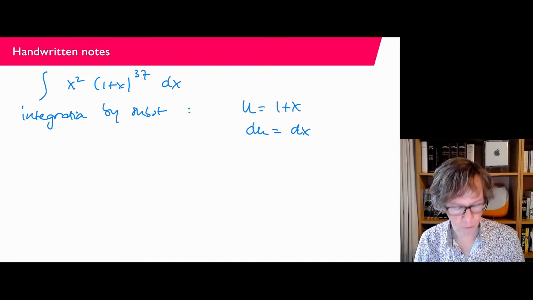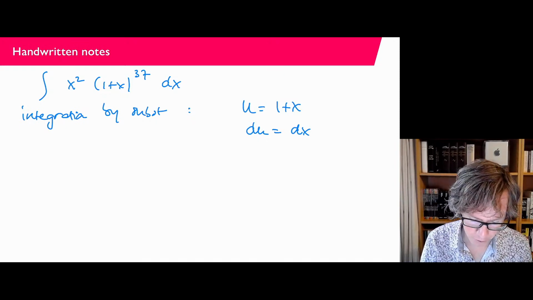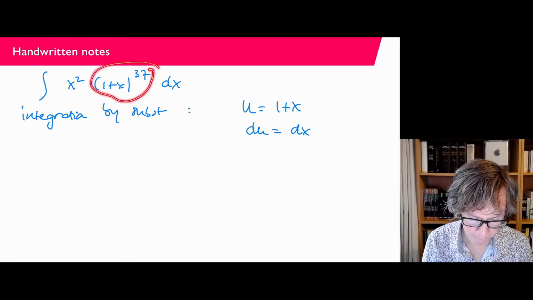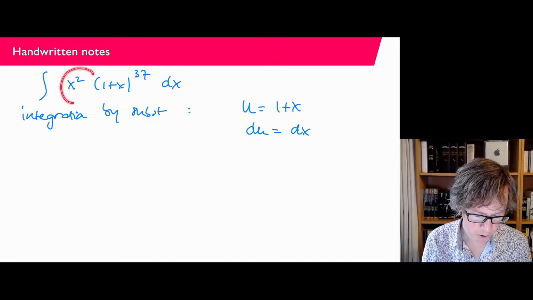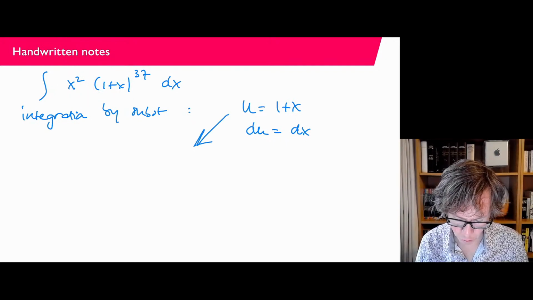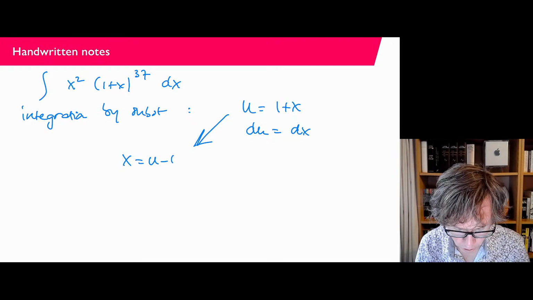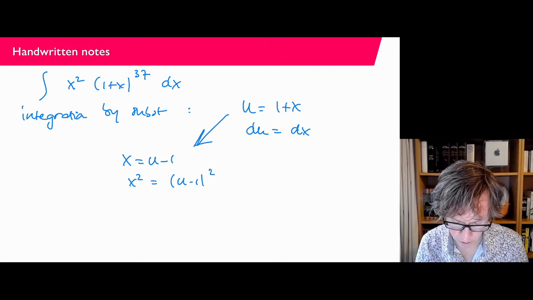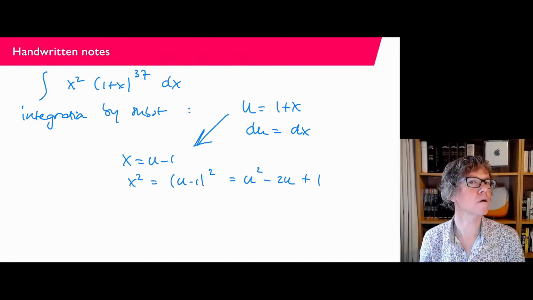And then our integral, well, there is one problem. This is nice, this is going to be u to the power 37. This thing is going to be du, so that's also nice, but there is still an x squared here. So the way you can do that is that you say, from this choice, I have that x equals u minus 1, which means that x squared is (u minus 1) squared, which is of course u squared minus 2u plus 1.